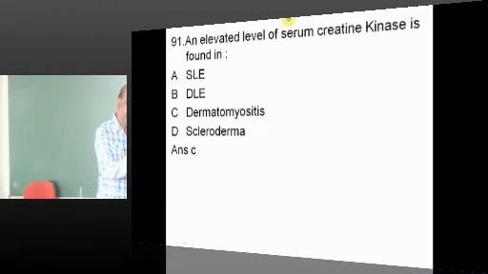What is the decision you need to take at that point to treat her? To give steroids. But what is the worry that is there in your mind? Steroids themselves also can lead to myopathy.